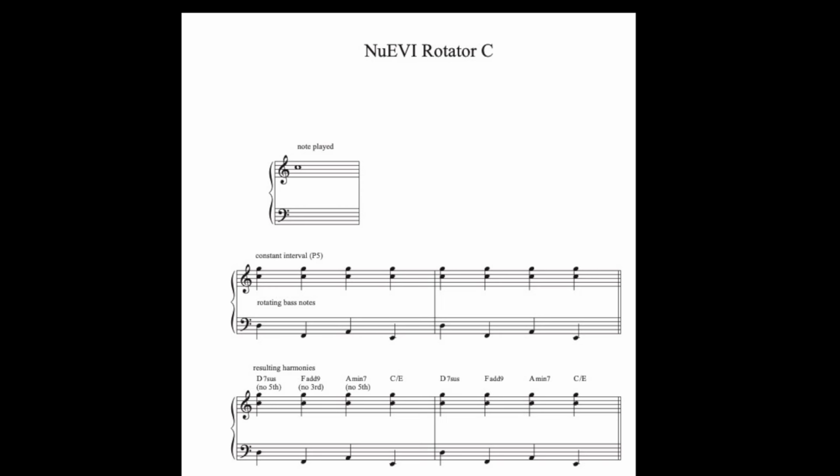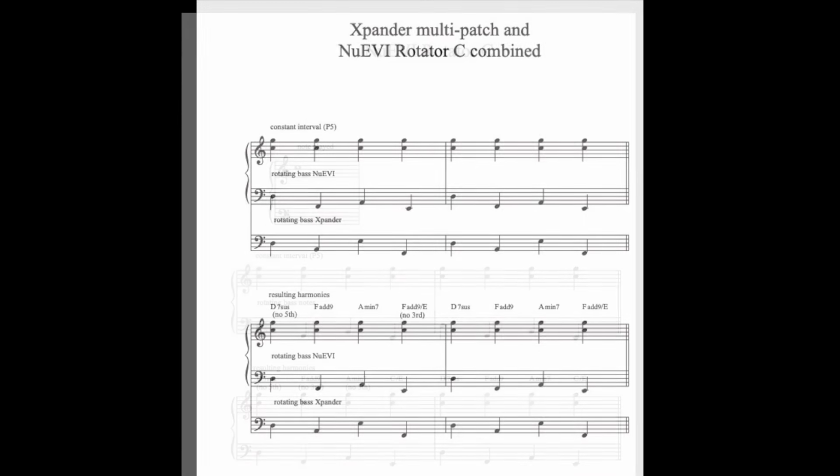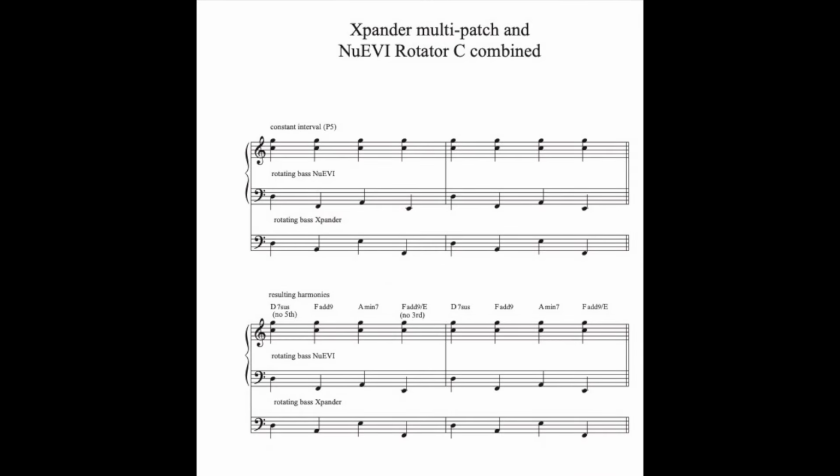Resulting harmonies, D7, no fifth. Again, the fifth doesn't really do much if it's not diminished or augmented. F add 9, no third again. We've heard that before. A minor 7, no fifth. Heard that before. C over E. Heard that before. So they're not that far off, these 2 sequences. These are the rotating bass notes, the different note sequences, comparing the NuEVI with the expander. You can see again that D is repeated. That's the first note of both sequences.